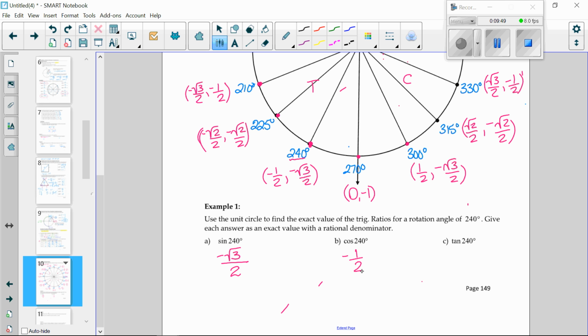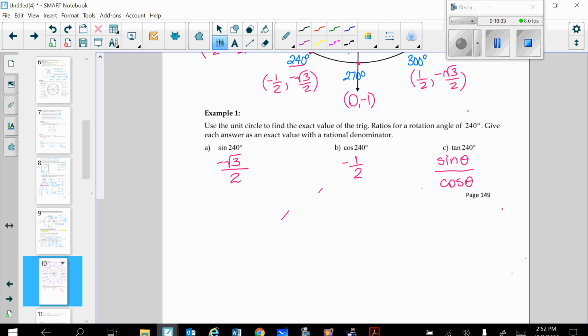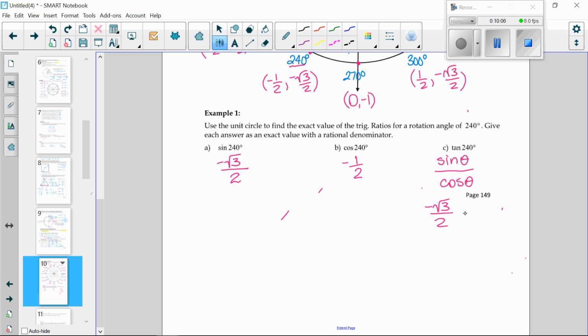Tan 240, remember that tan is written as sine theta over cos theta. If that's the case, it's going to be negative root 3 over 2 divided by negative 1 over 2. Remember that tan is going to be positive in quadrant 3. So negative root 3 over 2, keep, change, flip. Our negatives cancel out, and I'm just going to get simply root 3.